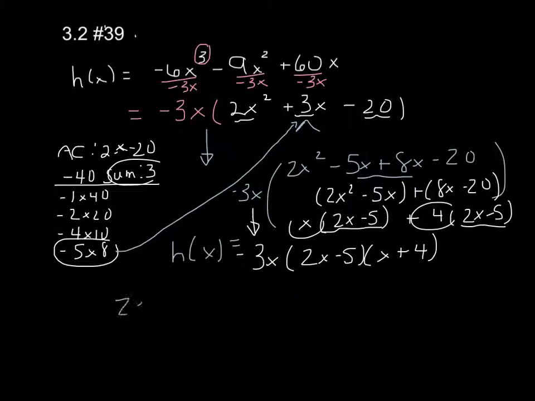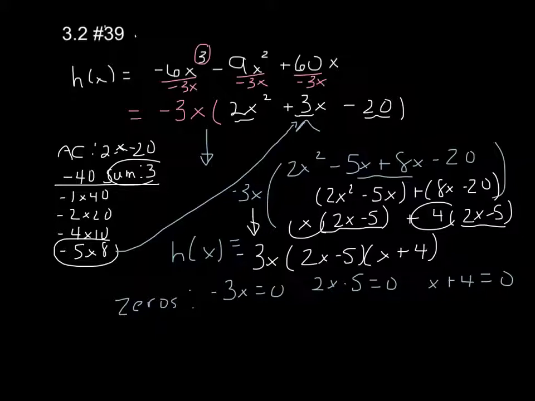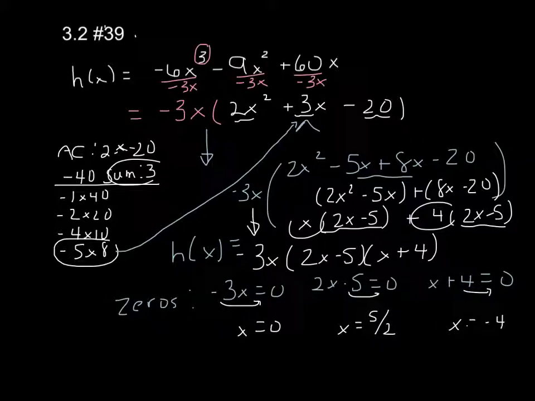Now to find the zeros, we set each of these factors equal to 0. So I set negative 3x equal to 0, 2x minus 5 equal to 0, and x plus 4 equal to 0. Solving for x gives me, when I divide by negative 3, 0. When I add 5 and divide by 2, I get positive 5 halves. And when I subtract 4, I get negative 4.